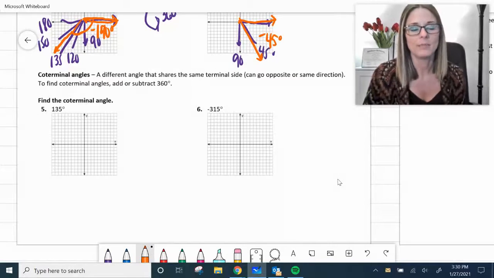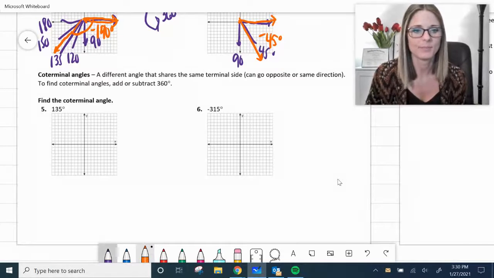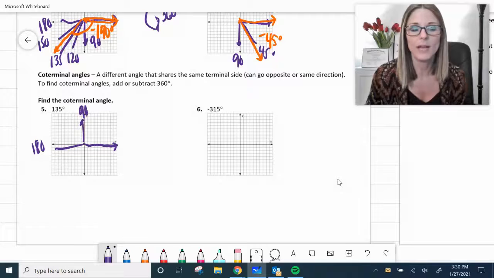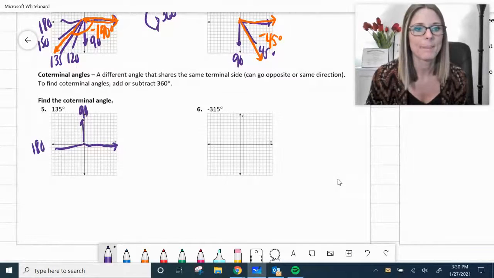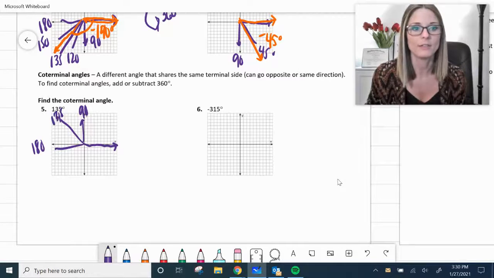So number 5 here says 135. Let's sketch that. Starting position. If I go straight up, that's 90. If I go all the way, that's 180. That's too much. If I go straight in between, that adds 45. And 45 plus 90 is 135. So that's what we need. So let me sketch that.